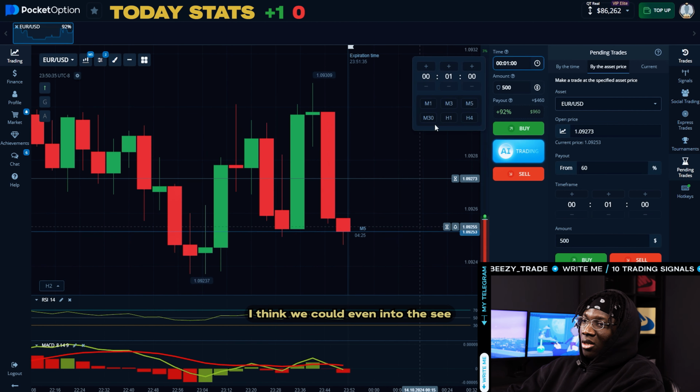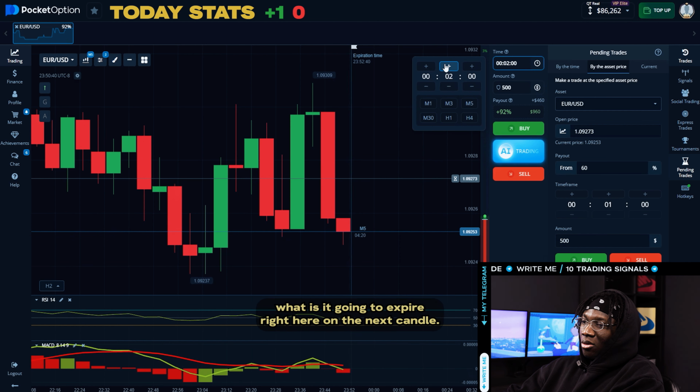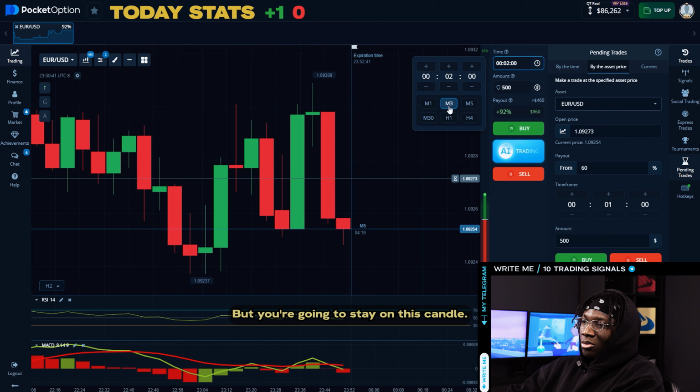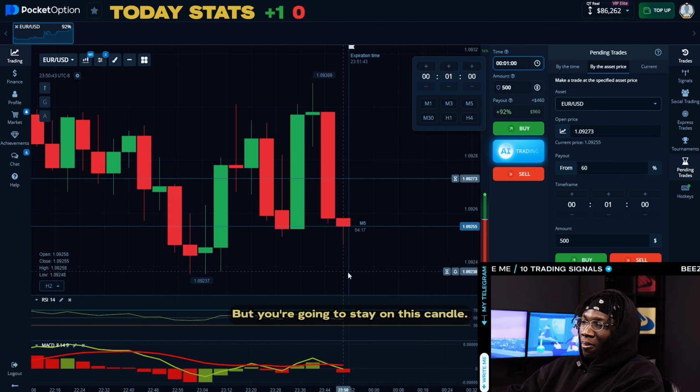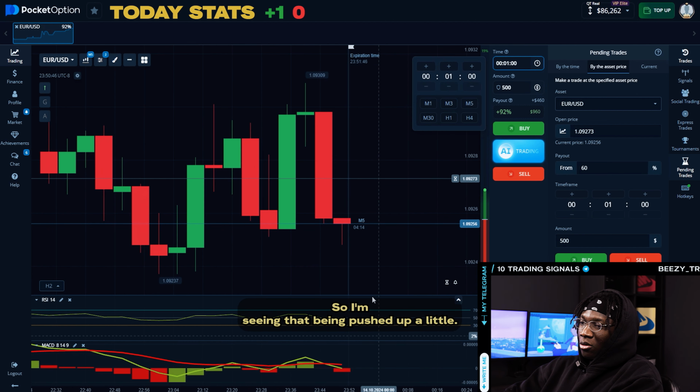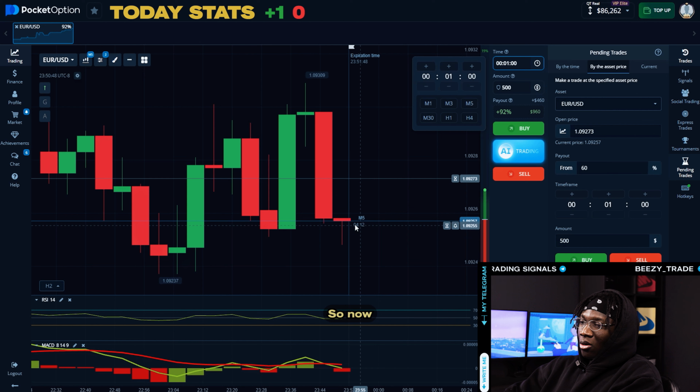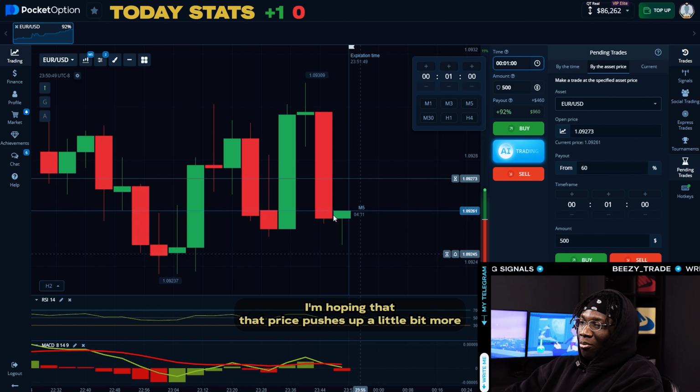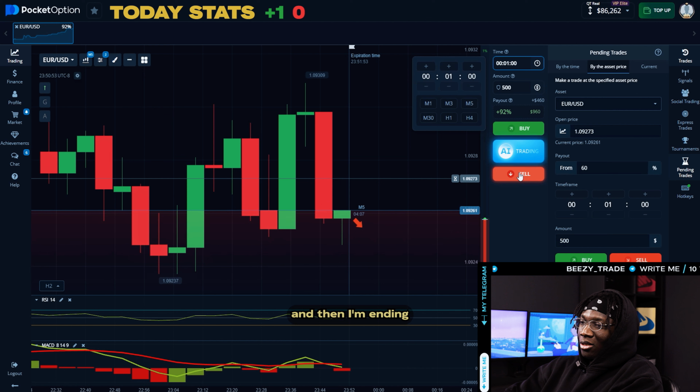I think we could even enter. Let's see, when is it gonna expire? Right here on the next candle. But here we're gonna stay on this candle. So I'm seeing that being pushed up a little. So now I'm hoping that the price pushes up a little bit more, and then I'm gonna enter.